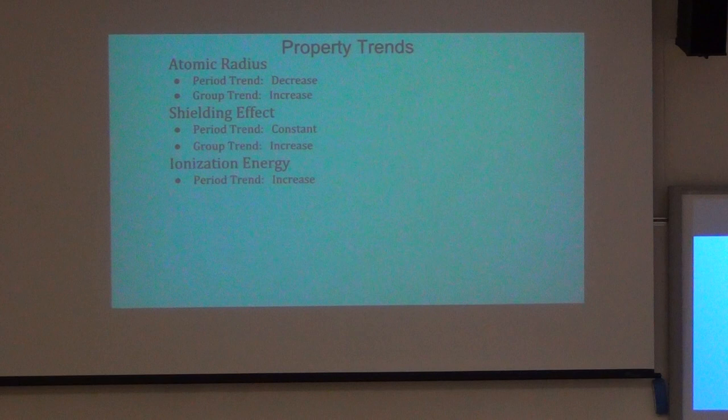But as we go down a group, well, of course, that decreases because those electrons are now farther away. And they're also much more shielded. So the nucleus can't hold on to them as tightly. It doesn't take as much energy to remove them.